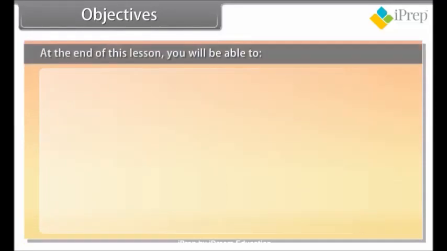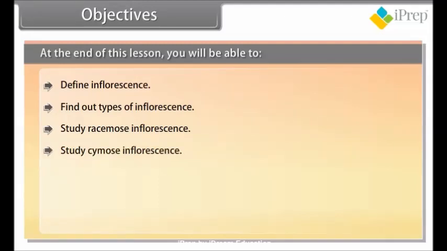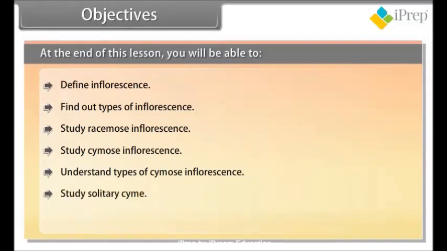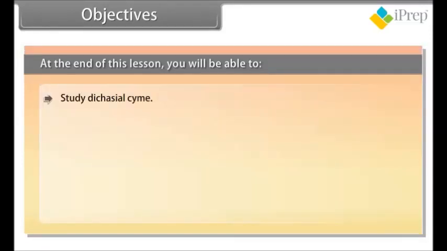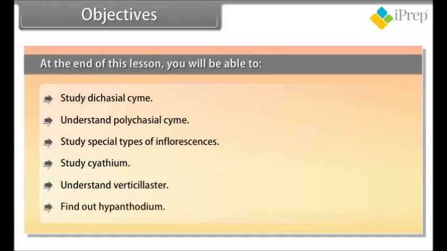Objectives. At the end of this lesson, you'll be able to define inflorescence, find out types of inflorescence, study Racemose inflorescence, study Cymose inflorescence, understand types of Cymose inflorescence, study solitary cyme, understand monochasial cyme, study dichasial cyme, understand polychasial cyme, study special types of inflorescences, study Cyathium, understand Verticillaster, find out Hypanthodium.